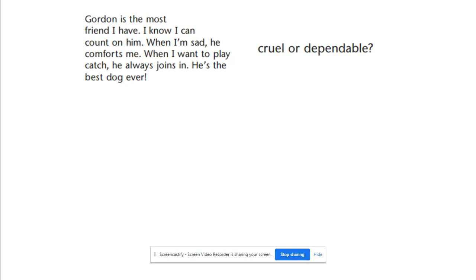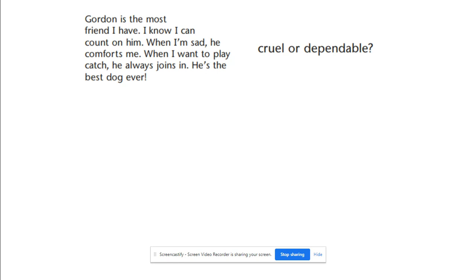So what we want to do today is just look at these scenarios and decide what adjective we would use to describe these characters, right? What is the characterization of the people in these passages? We have three that we're going to look at, and then there are three in your exit ticket for today. So the first one: Gordon is the most blank friend I have.